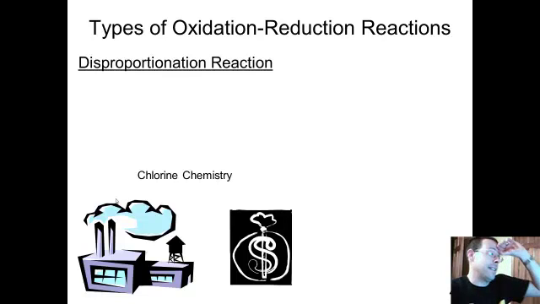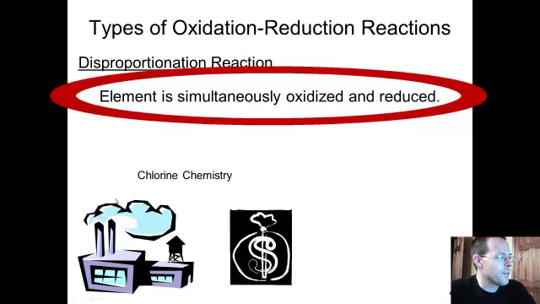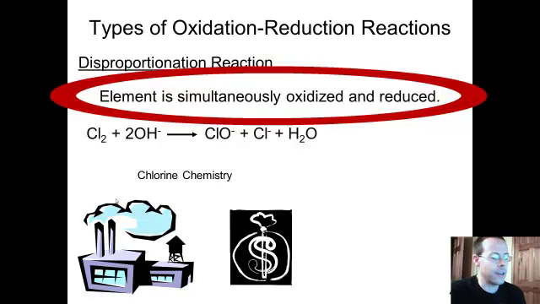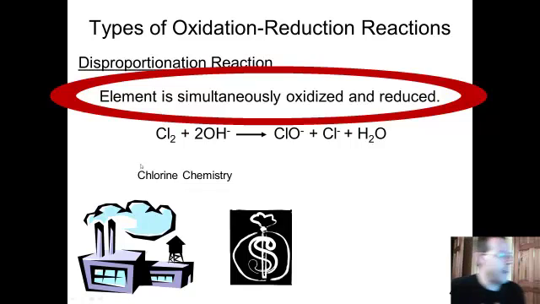Last one, types of oxidation-reduction reactions: the disproportionation reaction. Disproportionation is just a vocab term, just terminology you need to know. It pops up probably on the AP test, usually in the multiple choice, and probably, I would guess, once every 2 or 3 years. But if you know what it means, it's an easy point. Disproportionation is when an element, the same element in the reaction, is simultaneously oxidized and reduced. Chlorine is probably the best example given. That's our example in this case.